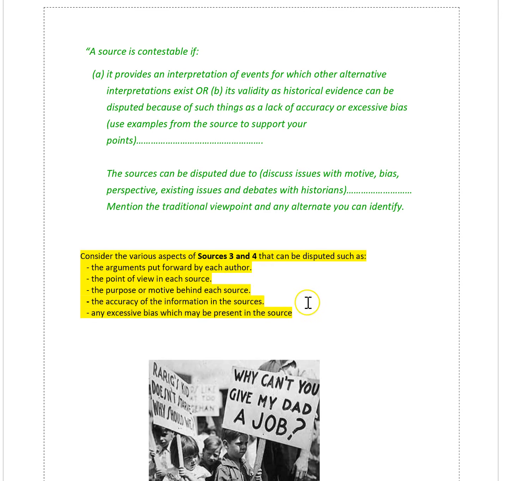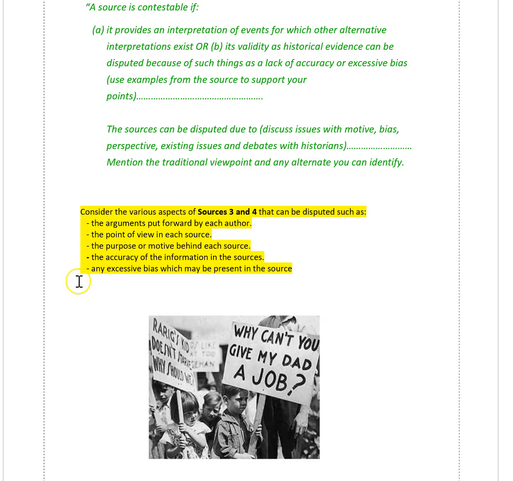So just looking here at some of the tips in yellow, what can you have a look at? What arguments are being put by each author? Have a look at the point of view, like where's it coming from? Is that going to influence this particular version of events? The purpose is very important, or the motive. Obviously, if you're going to get something from Hitler himself, it might be very different to an historian. Or if you're going to get something from an eyewitness, what's their motive behind that?